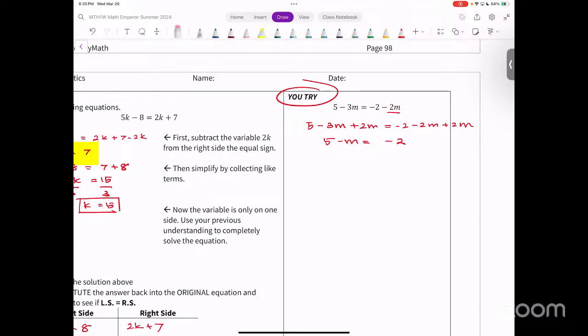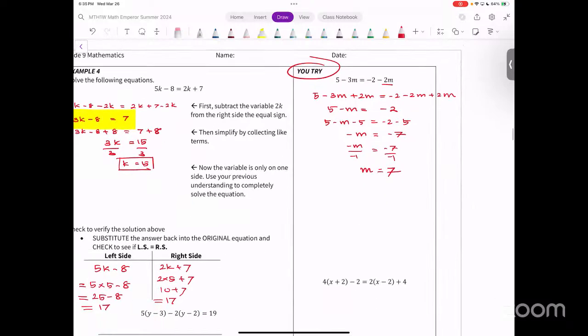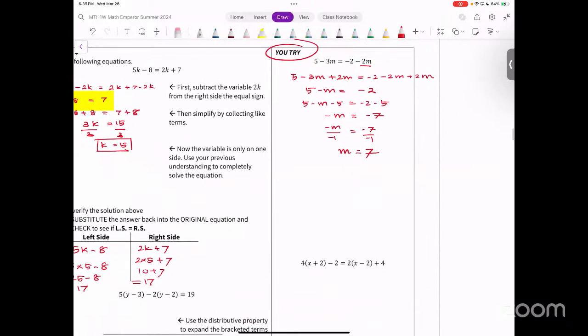So 5 minus m minus 5 is equal to -2 minus 5. Minus m is equal to -7. Minus m divided by -1, -7 divided by -1. m is equal to 7. You had to check your work. Are you following that? Okay, I'm going to move on to the next question.